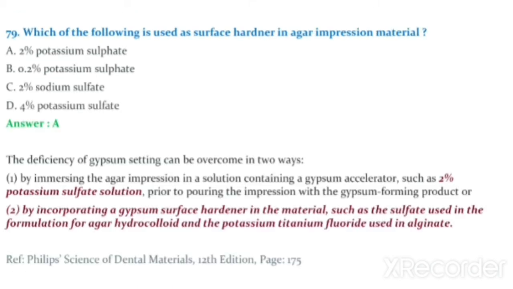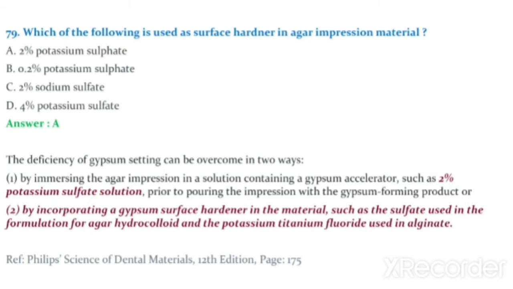Question number 79. Which of the following is used as surface hardener in agar impression material? Option A 2% potassium sulfate, option B 0.2% potassium sulfate, option C 2% sodium sulfate, option D 4% potassium sulfate. Answer is option A, that is 2% potassium sulfate.